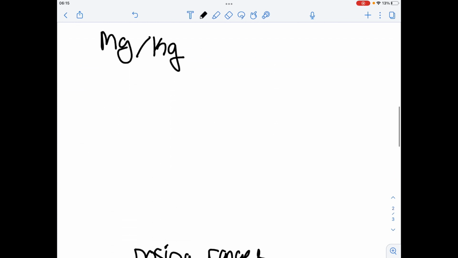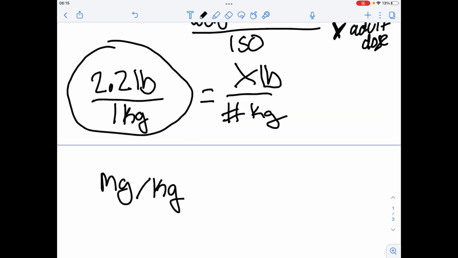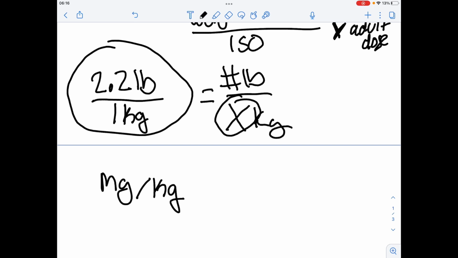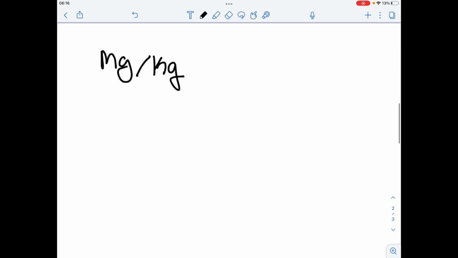Moving on. Some problems, you might need to find milligrams per kilogram. In this case, you might be given pounds, and you would need to do the opposite. So in this case, if you are given pounds, you would take the amount of pounds you are given. You want to know the amount of kilograms. So kilograms would be your X, and you would solve that way. When you find out how many kilograms, then you could plug that in.